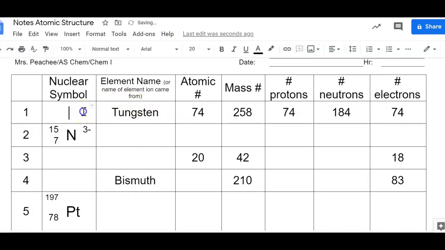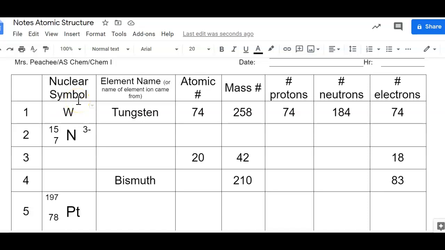Okay, and then I'm going to do my nuclear symbol. I have W for the symbol. How do I know? I look on the periodic table. I don't have a charge because it's neutral. How did I know it was neutral again? Because my electrons were the same as my atomic number. So it can't have a charge if they're the same.